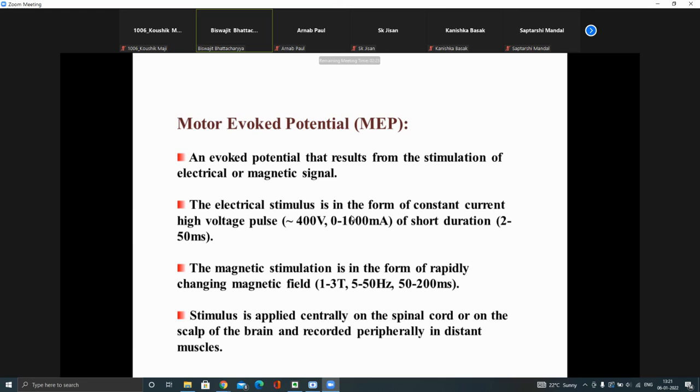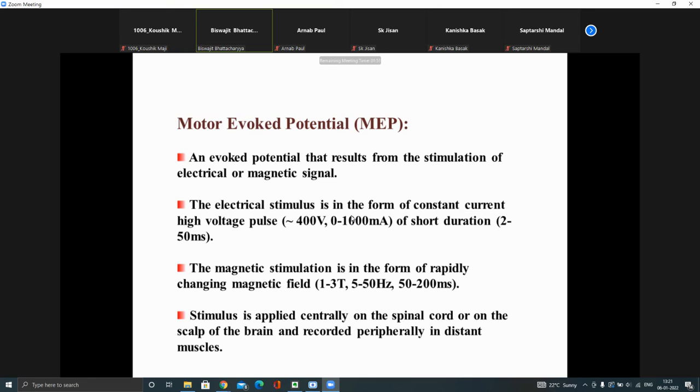Magnetic stimulation is in the form of a rapidly changing magnetic field. The flux density is very high, 1 to 3 Tesla. Tesla means Weber per meter square. You know, 1 to 3 Tesla means quite a high magnetic field. And the frequency? The alternating magnetic field is in the range of 5 to 50 hertz, and only for a short duration, 50 to 200 millisecond.